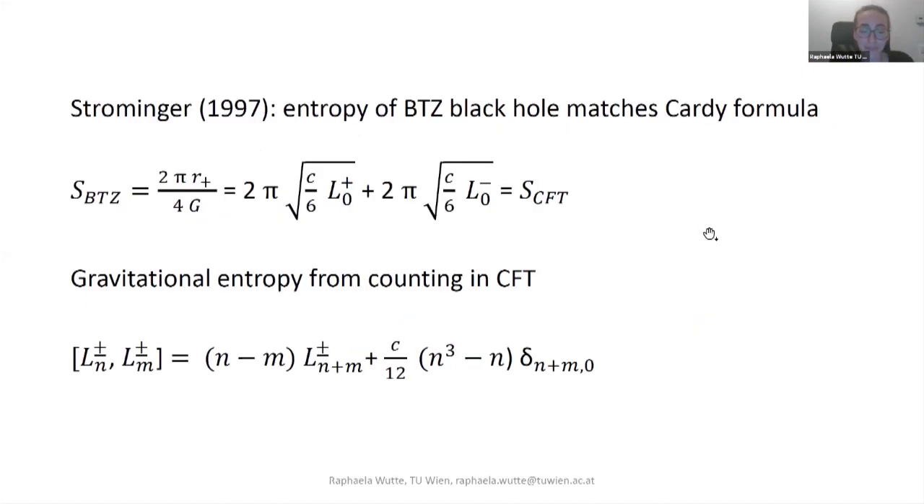The identification of the microscopic origin of gravitational entropy is one of the most fertile open puzzles in theoretical physics. Andrew Strominger showed in 1997 that the entropy of the BTZ black hole precisely matches the Cardy formula. The BTZ black hole is a black hole in three-dimensional spacetime. And since the entropy can be matched by the Cardy formula, we see that the gravitational entropy can be reproduced from accounting in a two-dimensional conformal field theory.